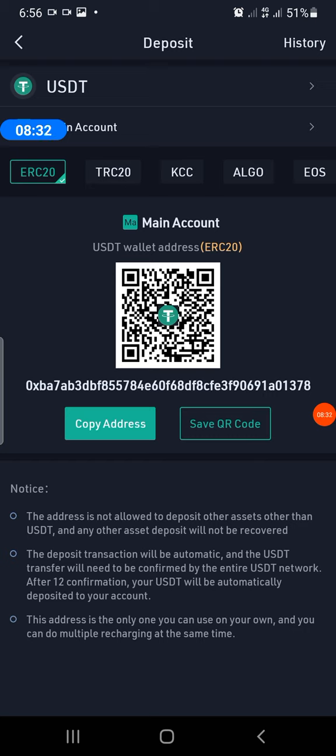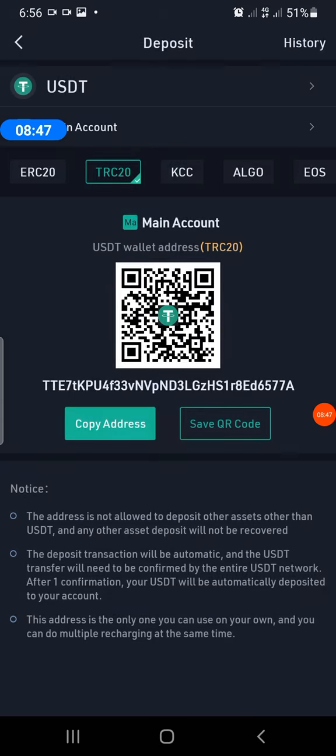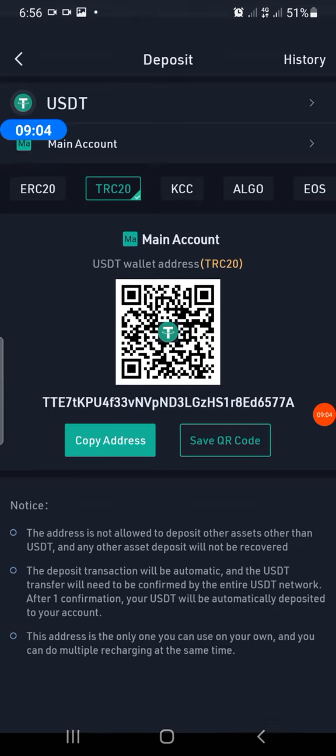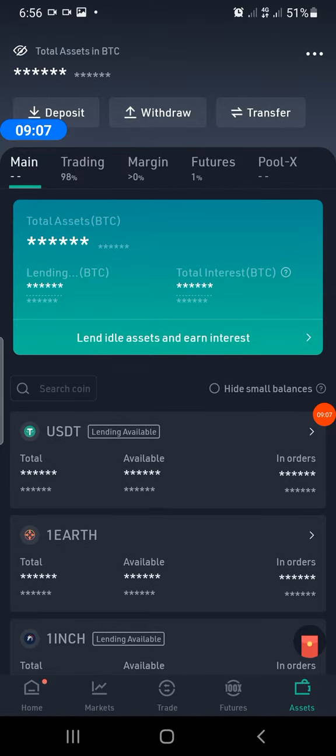But I normally advise people to make use of TRC20, because one, it is universal. All exchanges have this option, and the cost is less, $1 per transaction. So you select TRC20. You copy the address, go to your exchange, and paste the address in your withdrawal option. Same way you go to deposit, input the amount, and there are some necessary verifications and steps that you have to take. Then the money will be deposited into your trading account.